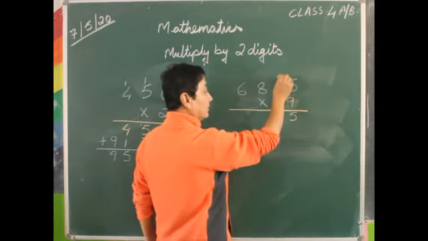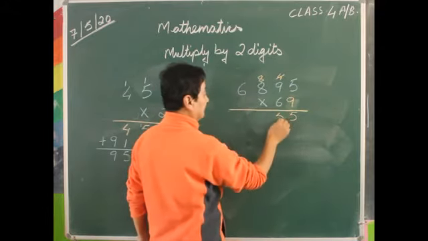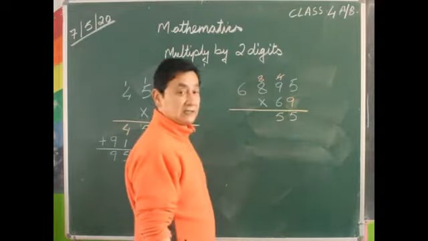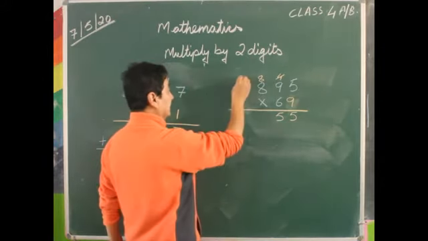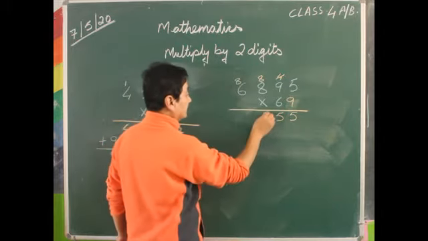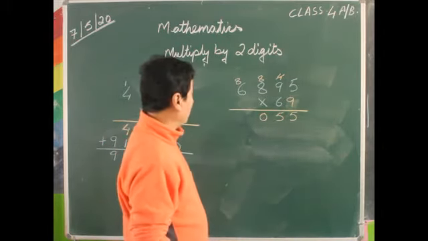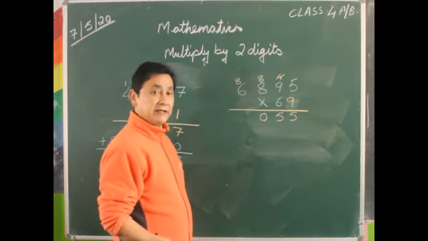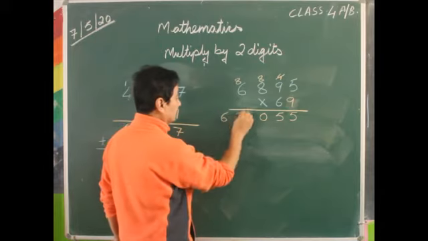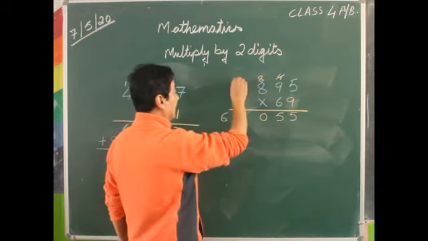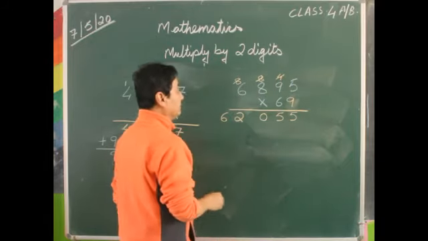9 nines are 81 plus 4, 85. 9 eights are 72 plus 8, 80. 8, 0. 9 sixes are 54. 54 plus 8, 62. Now we have finished adding these carried numbers, so let's cross them out so that we won't be puzzled later on.